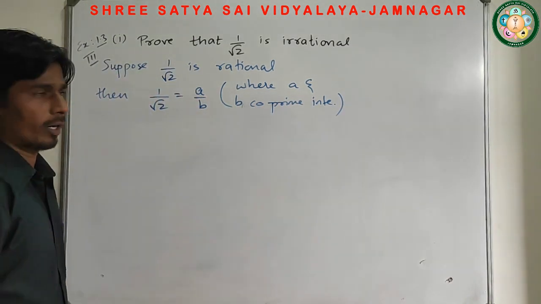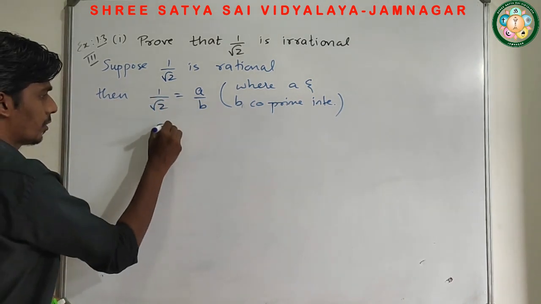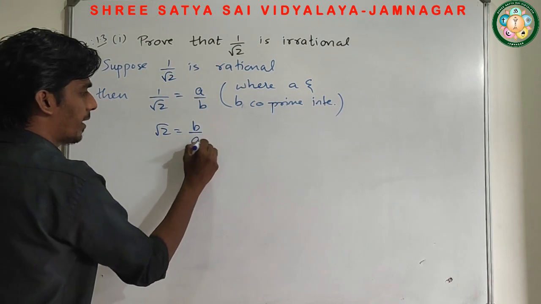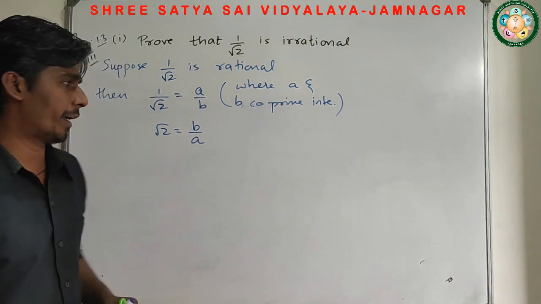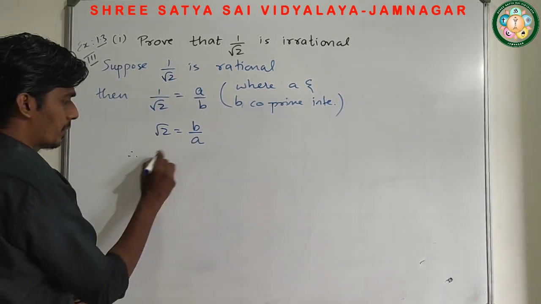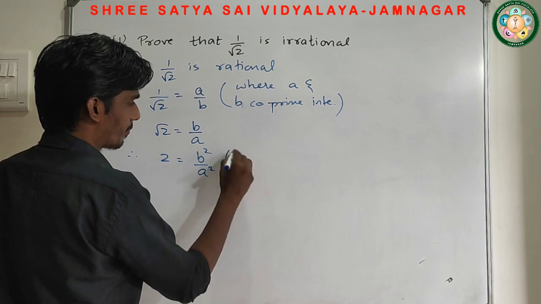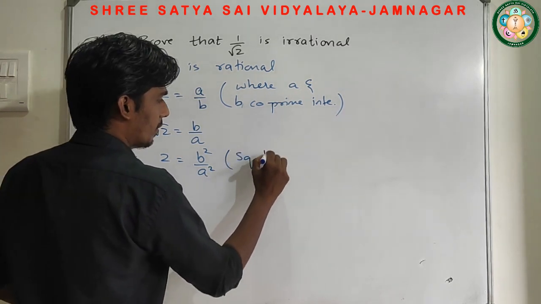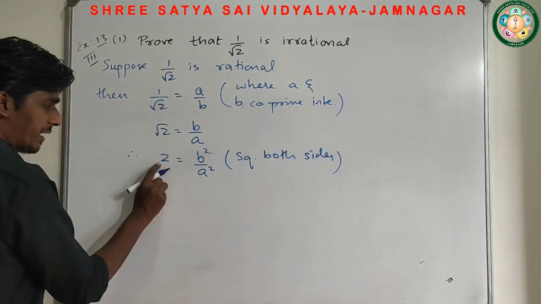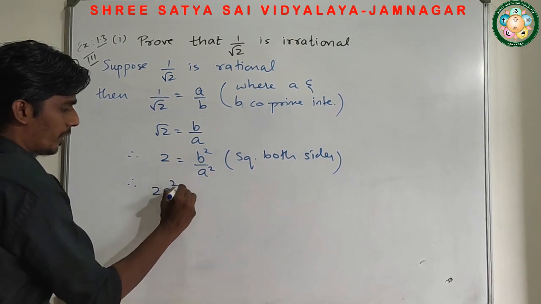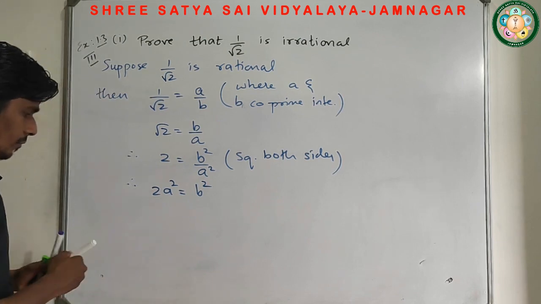Now the only new thing is what? Now I am going to reciprocate both the sides, left hand side and right hand side. So this becomes root 2 equals b by a. Now rest of the procedure will remain same as we have done in question number 1 for root 5. Squaring both the sides, it becomes 2 equals b square upon a square. Now, if I take a square here, I get 2a square equals b square.